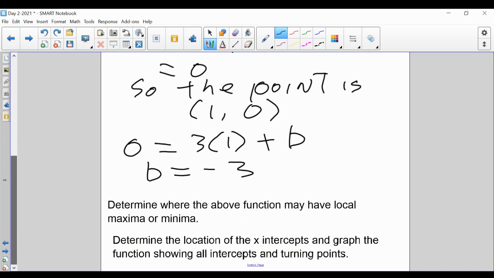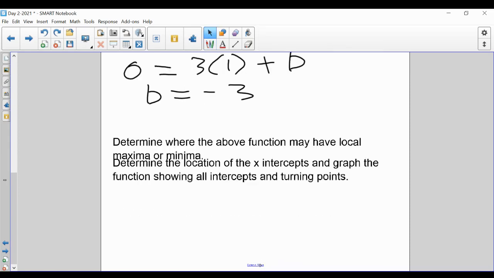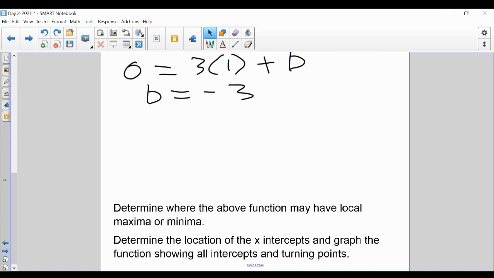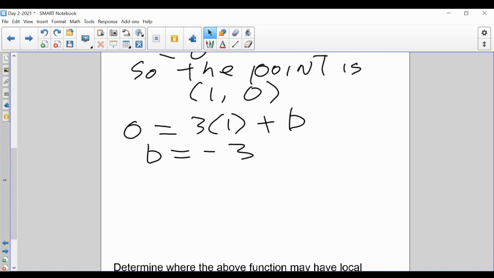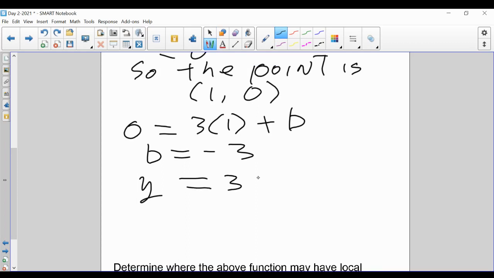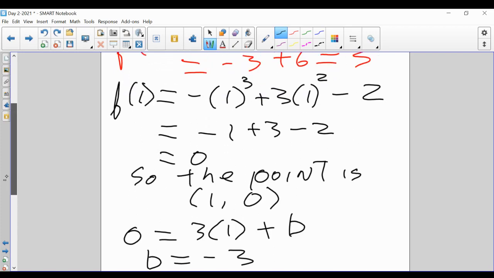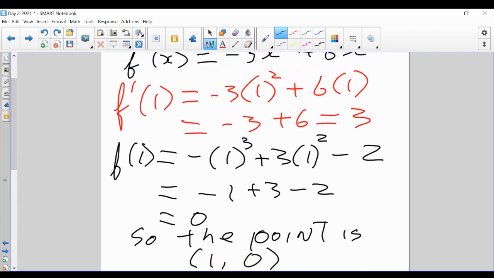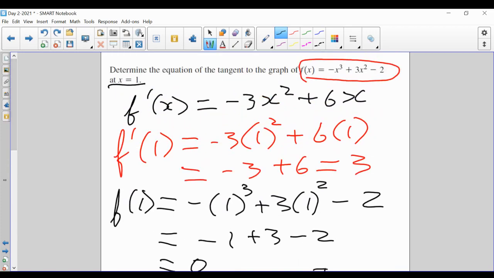So my equation, let me extend the page a bit and bring this all down. All right, so the equation would be y equals, the slope is 3x, minus 3. The b is minus 3. The slope at that point, remember, when we put it into our derivative function, was 3.